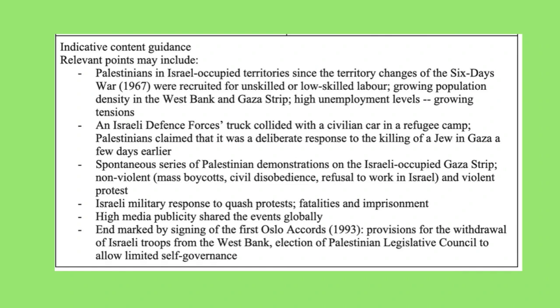As long as the points you make when answering this question are relevant and correct, the examiner will award you the marks. But let's take a look at some examples. So, one important point in this narrative is the spontaneous series of Palestinian demonstrations on the Israeli-occupied Gaza Strip. You can then discuss that led to the Israeli military response to quash those protests. So, what's important there is that you're linking the events together. You're showing the importance of the first event because it led to the second event.